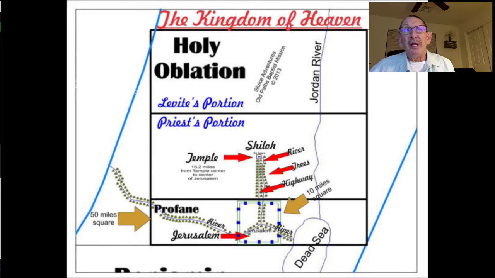So it makes it rather interesting to see that this area here, from the holy oblation and talking about the temple, this area here, and then this area here going all the way out that way, is for the priest. I mean, it's for the prince. And why would the one person need that much land? And that's where my dilemma is.